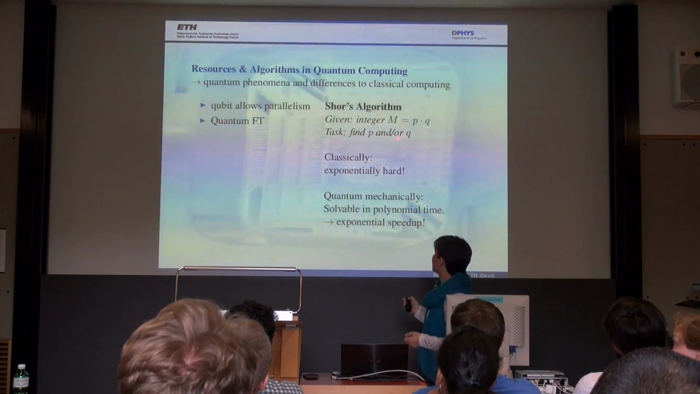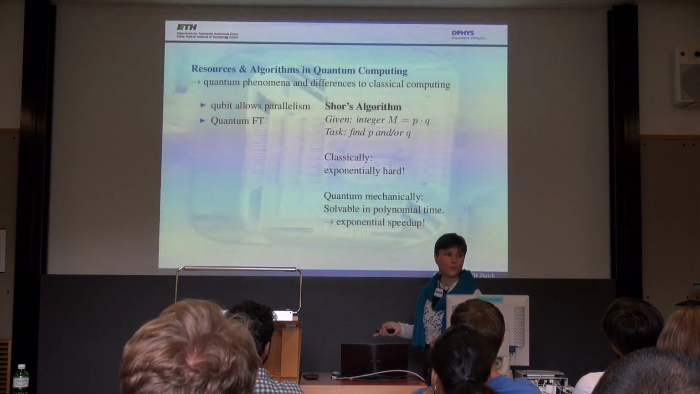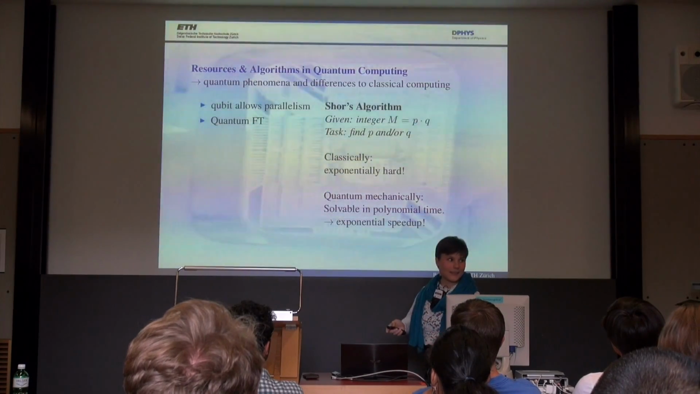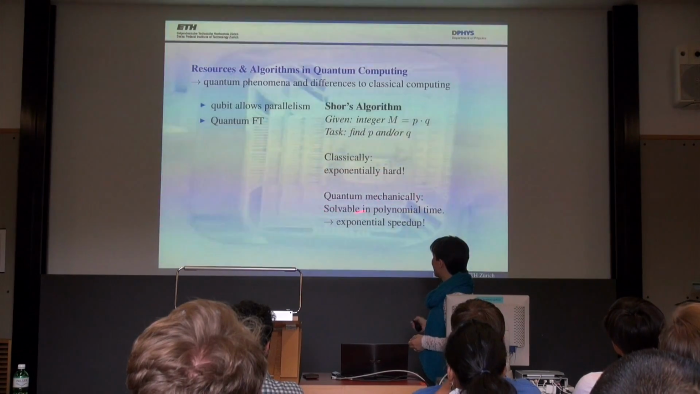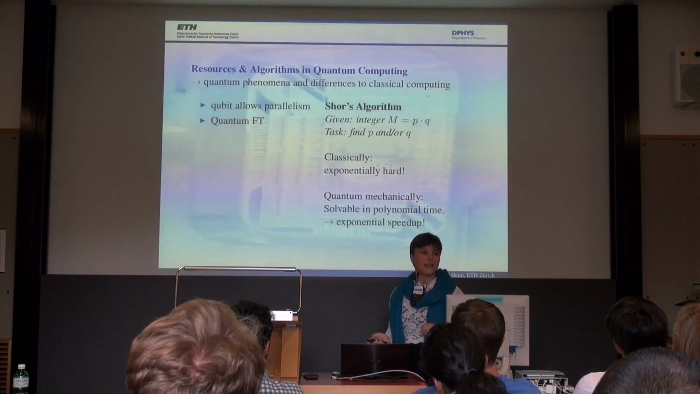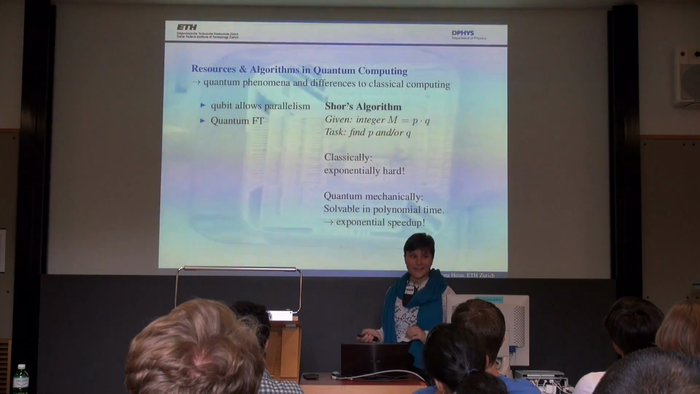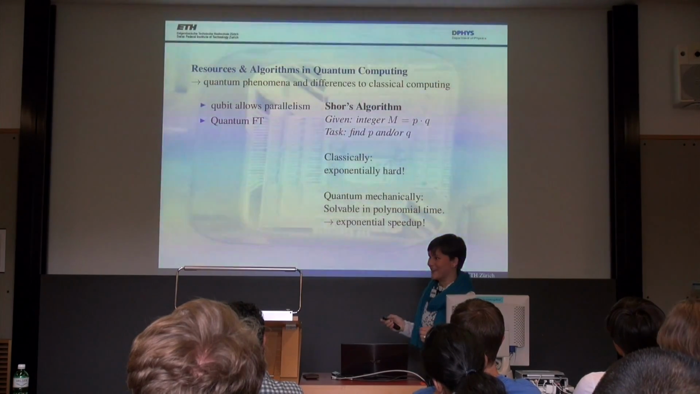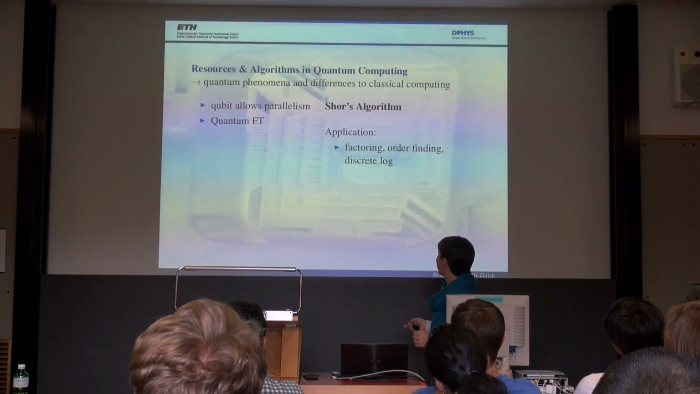It's so hard that you actually encrypt your data using just this principle. Basically your public key is m, and then you have your private key with q or p, and that's how it works. So it turns out that quantum mechanically, this problem is solvable in polynomial time. So that's an exponential speedup. That's huge. That's bad. Okay, our encryption is gone. And that's why quantum computers are really interesting.